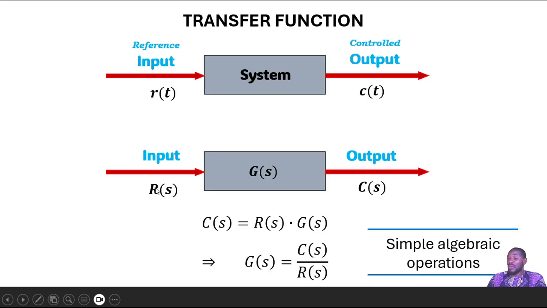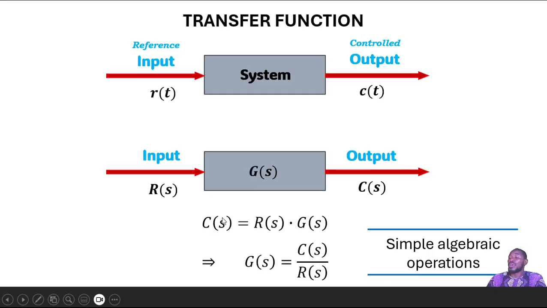So R of t becomes R of S, okay? This is now in the S domain, and we got R of S by taking the Laplace transform of R of t. Your controlled output, C of t, becomes capital C of S. And then there is something here representing the system that takes action on the input to give you your output, and we call that G of S.